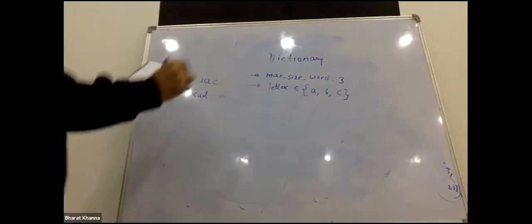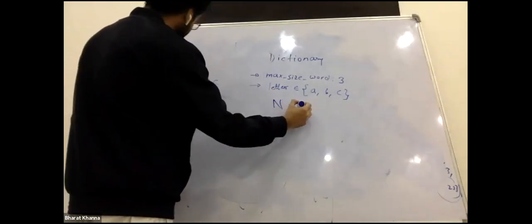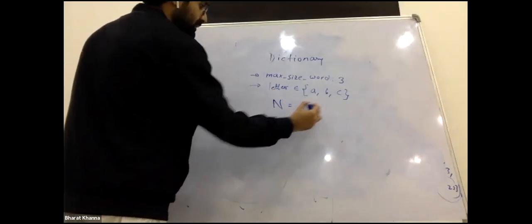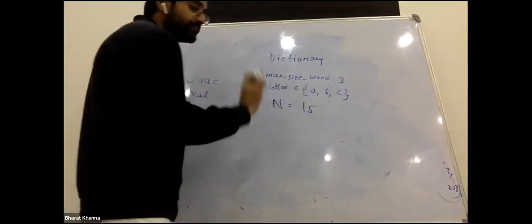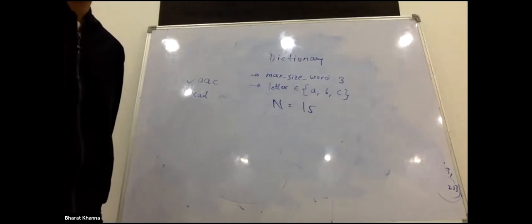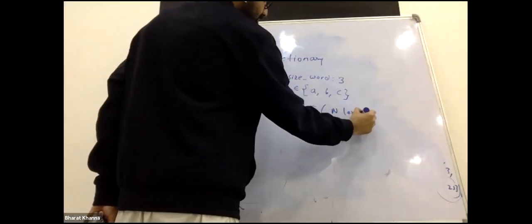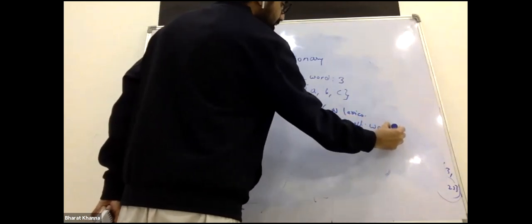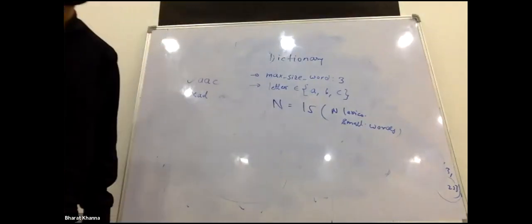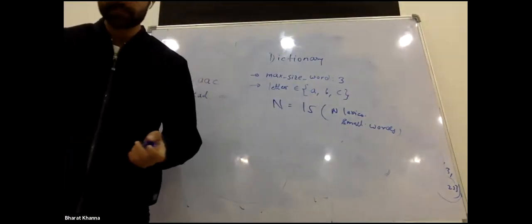Okay, so the question is that you have been given a number n. Let's say n is 15. What you have to do is print the first n words. That also means n lexicographically smallest words. I have to print n lexicographically smallest words. How many of you got the question? Let's say yes, all of you got the question.